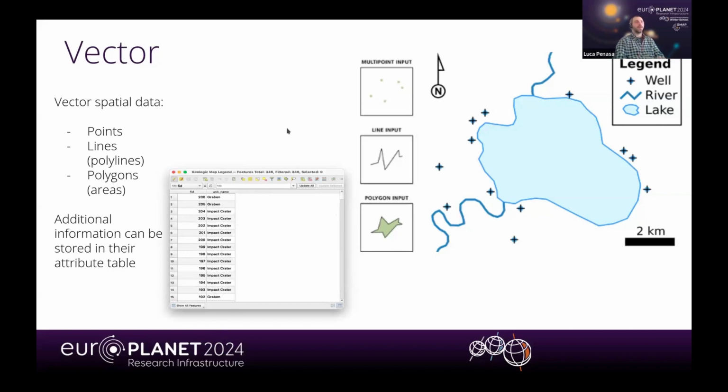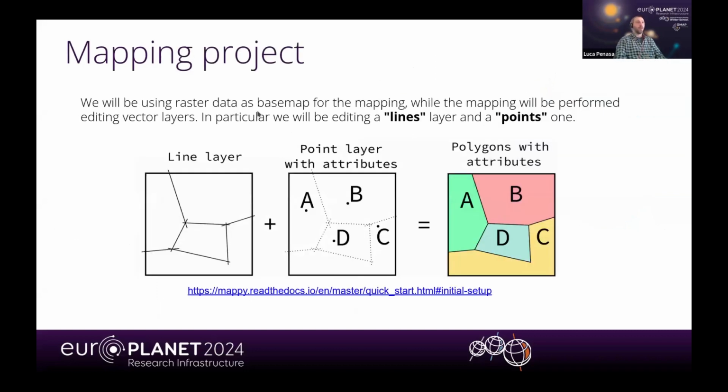But this is just to give you some keywords so you can follow along later when we will be performing the mapping. The idea we will be trying to follow is that whenever we perform a mapping, we will start with just a line layer that will be subdividing the region we will be mapping into different areas.